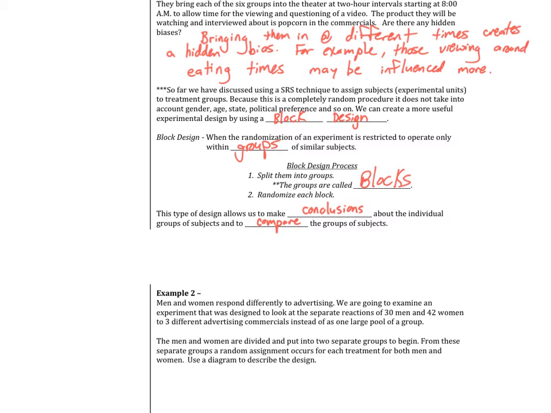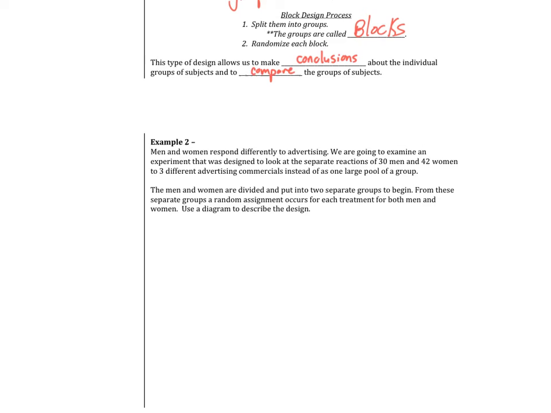Example 2. It says men and women respond differently to advertising. We're going to examine an experiment that was designed to look at the separate reactions of 30 men and 42 women to 3 different advertising commercials instead of as one large pool of a group. And this would make sense because in certain commercials, if you just randomly select, let's look at this experiment. There's 72 people, 30 men and 42 women.